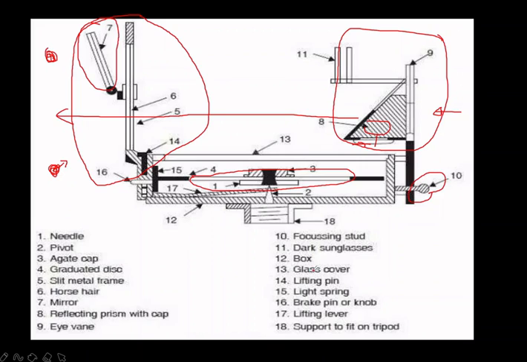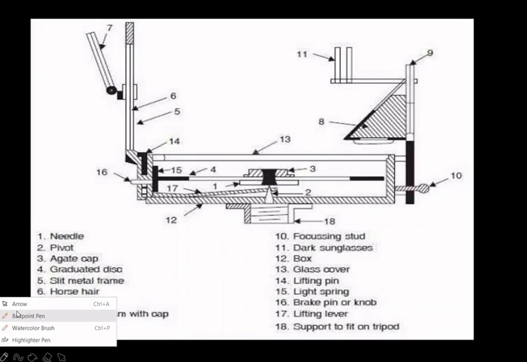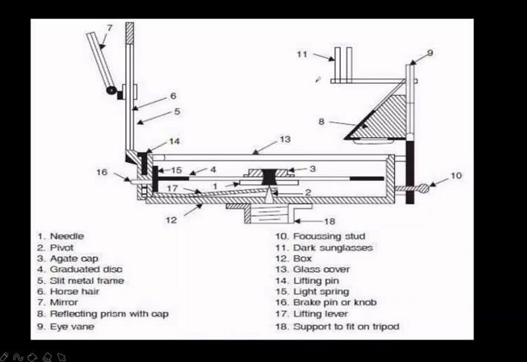Next is the dark sunglasses. Here 2 to 3 pairs of sunglasses will be there. Why is it used? Whenever we go to a luminous area where the sunlight is coming directly on the eye vane, it is difficult. In such cases we use these sunglasses to bisect the object properly.